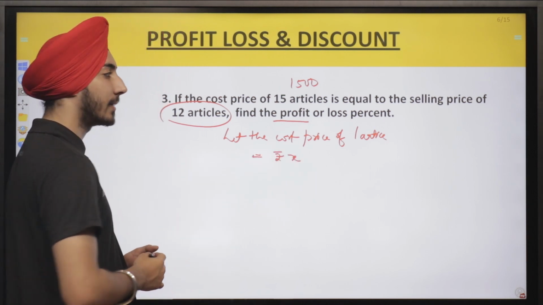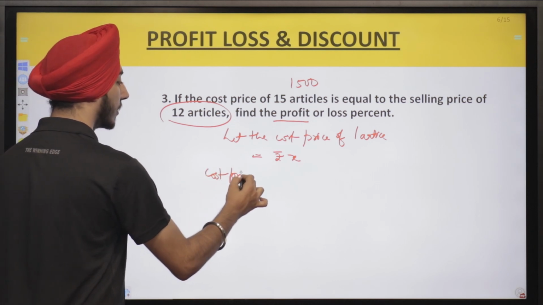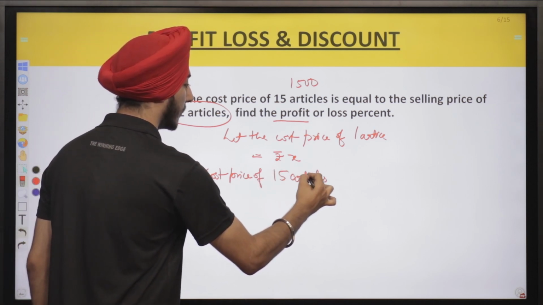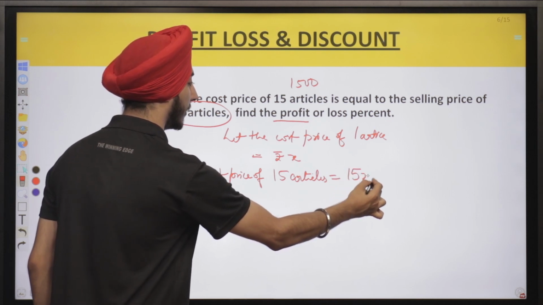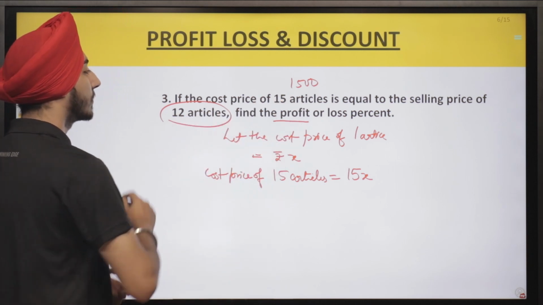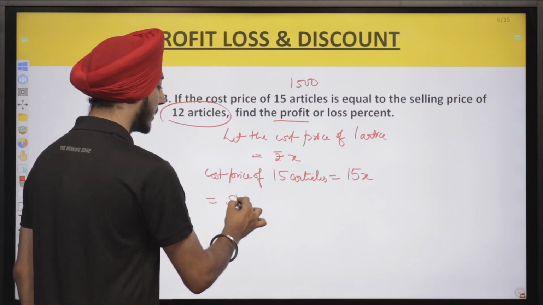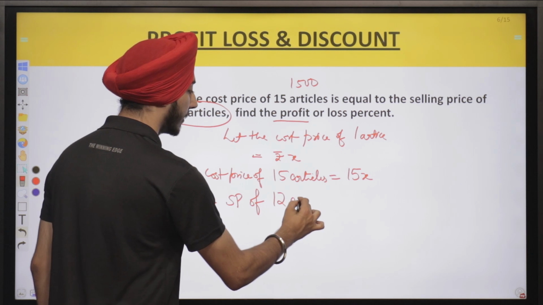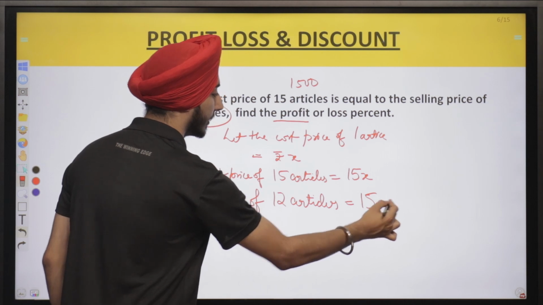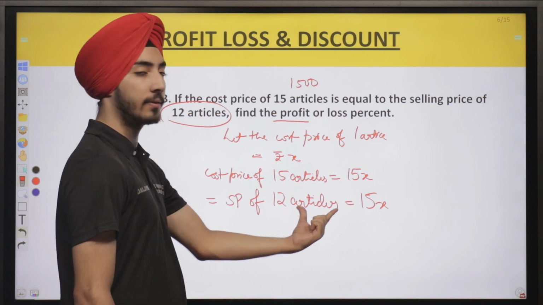One article's cost price is X. So the cost price of 15 articles will be 15x, right? Now this cost price of 15 articles is also equal to the selling price of 12 articles. So this is equal to SP of 12 articles, which we also write as 15x, because it is given in the question that the cost price of 15 articles is equal to the selling price of 12 articles.